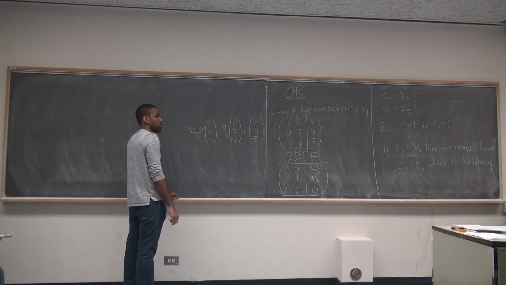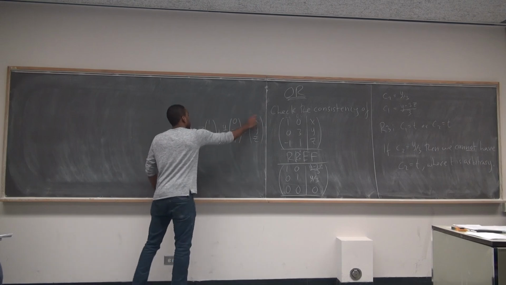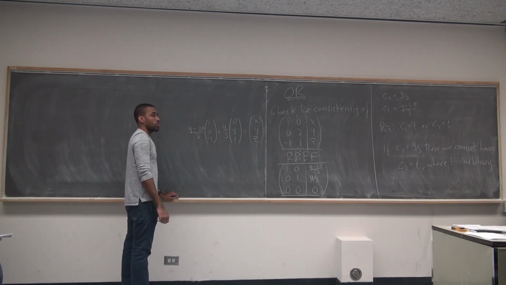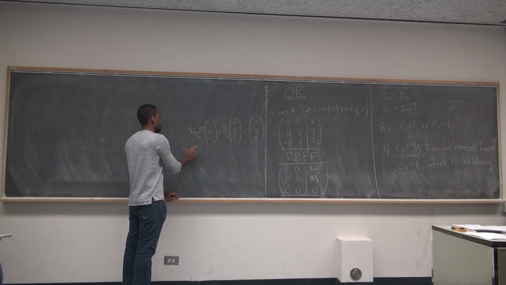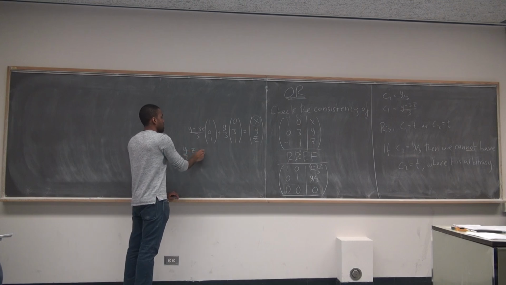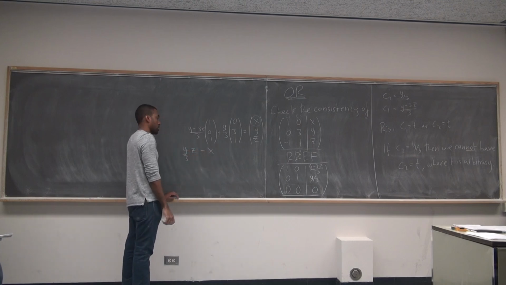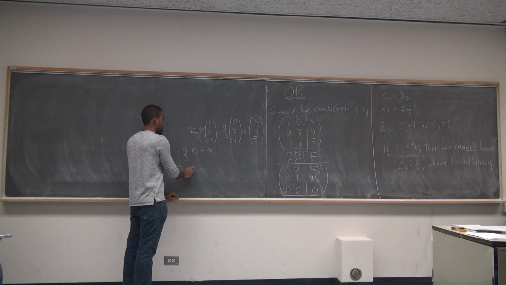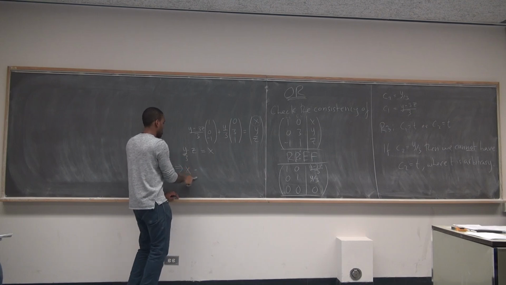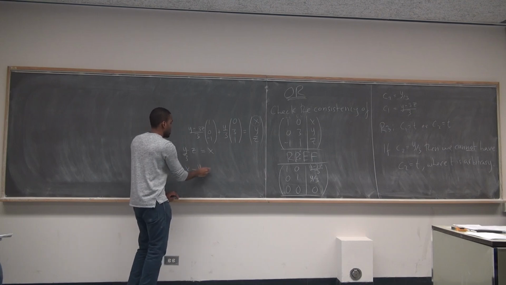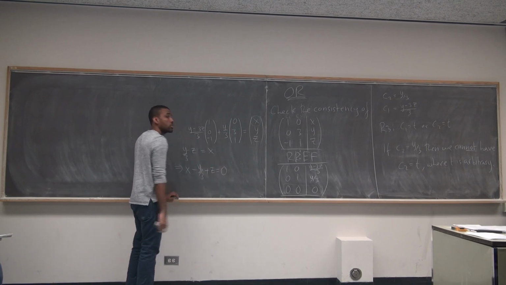Do you see a problem here? No, I don't see a problem. How would I get an x? 1 times that. Okay, so I have 1 times y minus 3 is 0. I have y over 3 minus z must be x. Okay, so this would mean that my x minus y over 3 plus z must be 0.